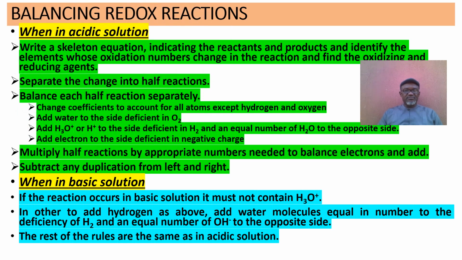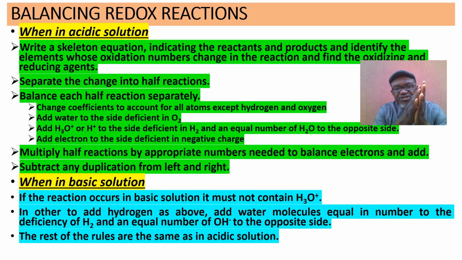Now, balancing redox reactions. There are 2 situations: when we are in acidic solution and when we are in basic solution. All these follow the same procedure except for just a little difference between the 2. The first thing to do is to write a skeleton equation indicating the reactants and products, identify the elements whose oxidation numbers change in the reaction, and find the oxidizing and reducing agents. Once you're able to do that, then you're good to go.